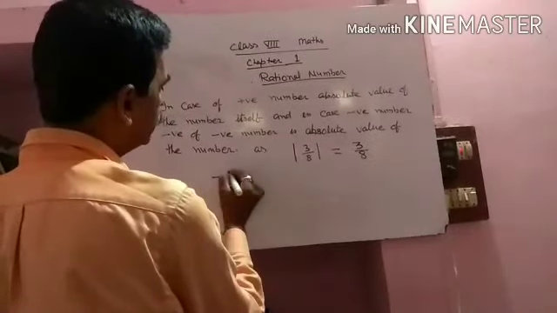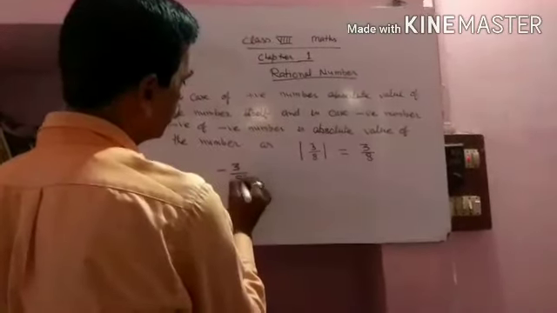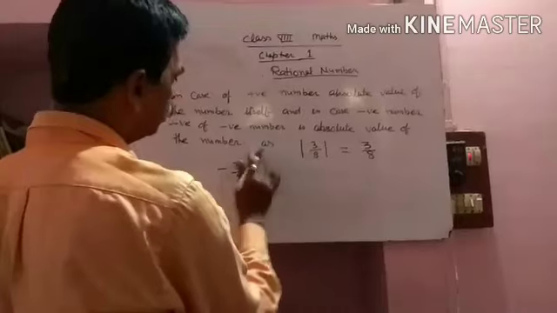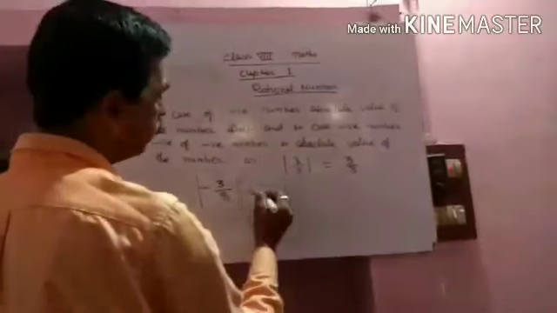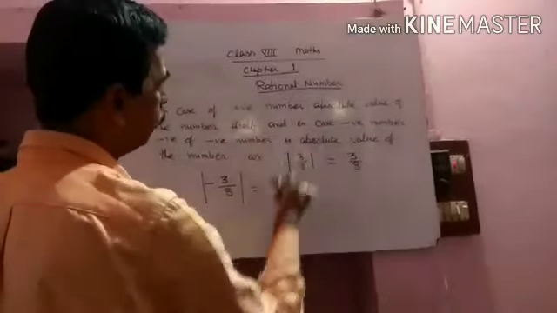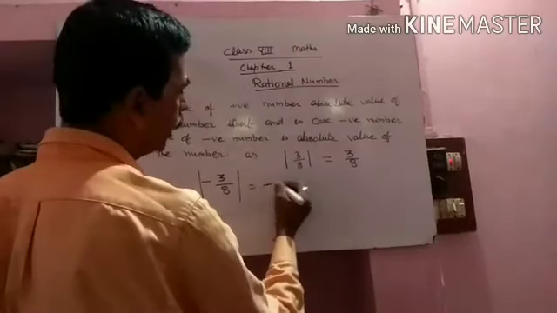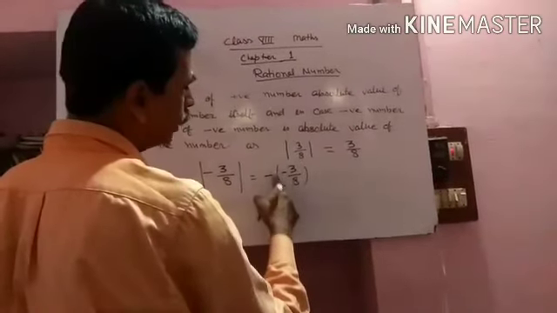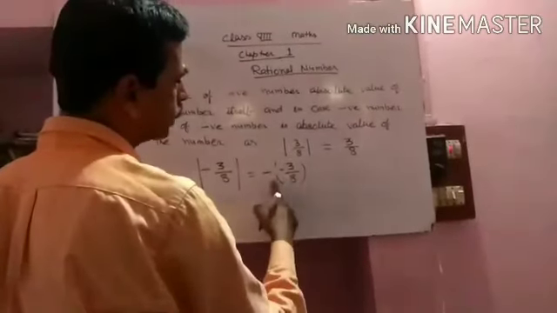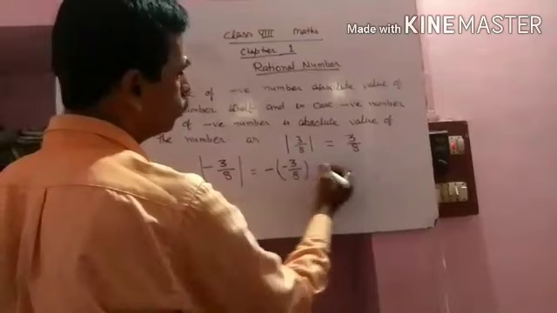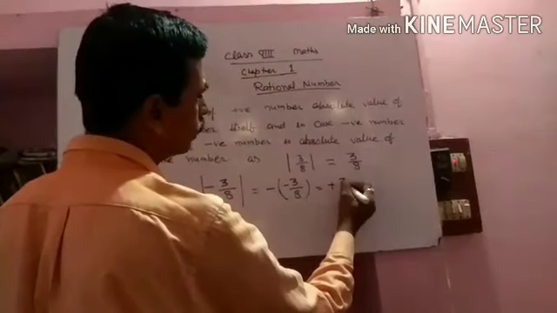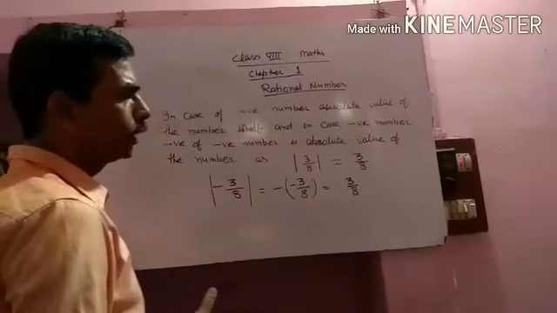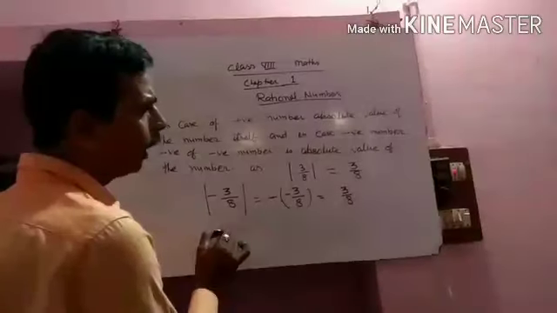As suppose the number is minus 3 by 8. So what can we write? Negative of the negative number. So in case of converting that to the form of absolute value, it becomes negative of the negative number, which is 3 by 8. There is a sign of multiplication, nothing is given here, so it means there is a sign of multiplication. So minus into minus becomes positive, so it becomes 3 by 8.